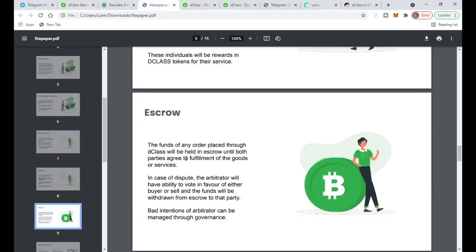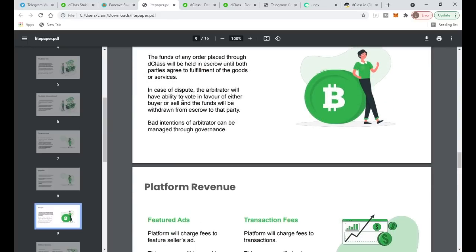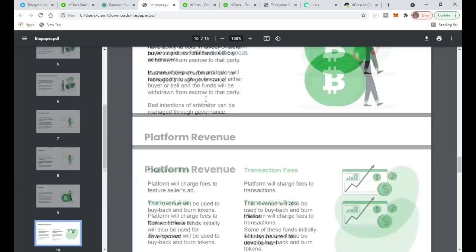So the escrow. The funds of any order placed through dClass will be held in escrow until both parties agree to fulfillment of the goods or services. In case of dispute, the arbitrator will have the ability to vote in favour of either buyer or seller, and the funds will be withdrawn from the escrow to the party. Bad intentions of the arbitrator could be managed through governance.